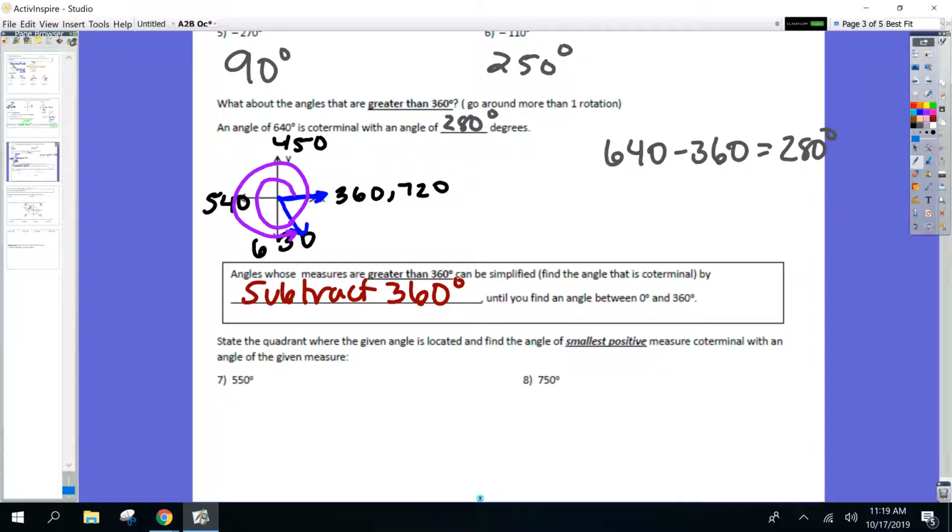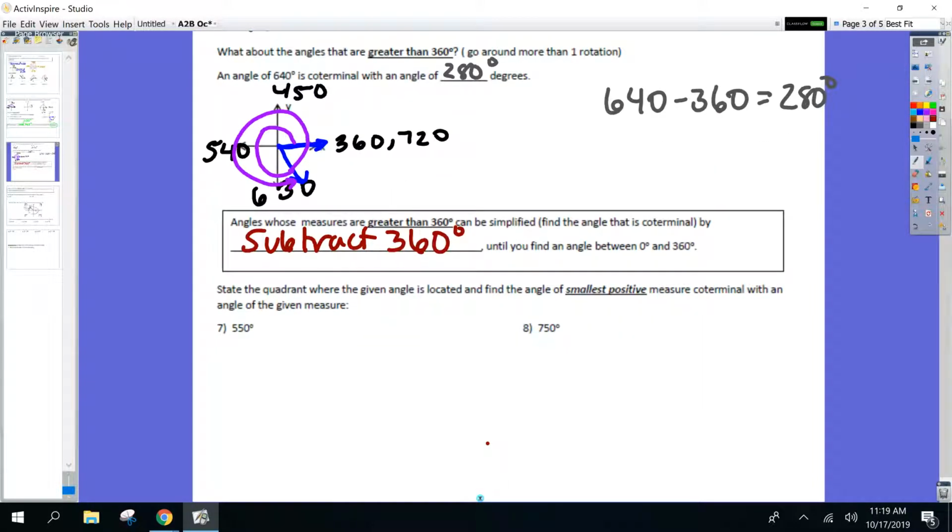Okay, let's see who's on their toes with 7 and 8. I'll let you do those on your own. Find the smallest positive angle coterminal with 550 and 750. Smallest is the key there. Yeah, smallest positive angle. Make sure you state the quadrant where it's in as well. State what quadrant it's in, and then the smallest positive coterminal angle.